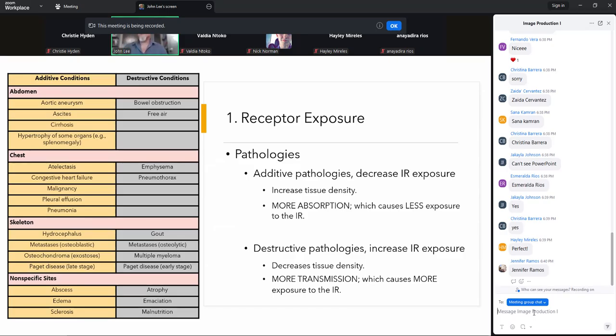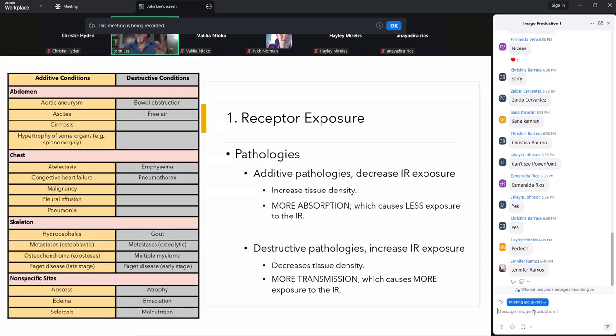Another thing to consider with our patients is any pathology. So we have a chart here for additive conditions and destructive conditions, and in the different sections: abdomen, chest, skeleton, and non-specified sites. And for the most part, it's fairly easy if you can remember what that particular type of anatomy is and what it does to the tissue itself. It's kind of easy to remember additive or destructive.